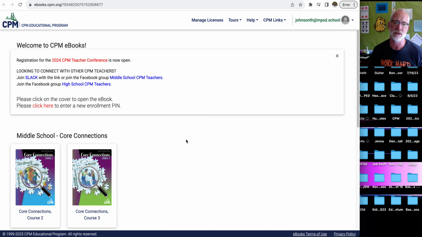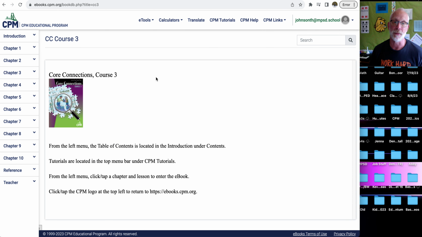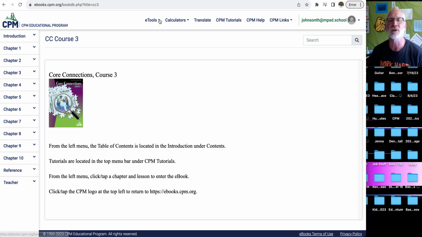I went into eBooks, went into course 3, excuse me, and then on the top of course 3, do you see where it says eTools? So we went to eTools and we just opened tiles.